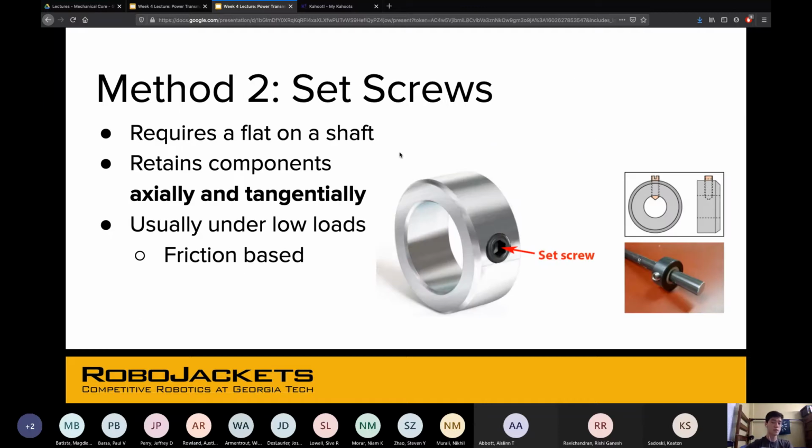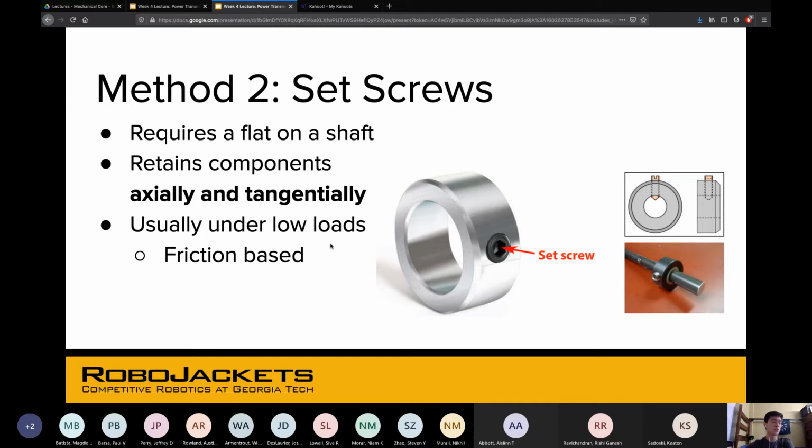Set screws, we talked about them last week. I talked about them with my door handle that comes off because the set screw is too loose. Again, because of friction, what's going to end up happening is the set screw places enough pressure so that the shaft can't move axially, and if it's tight enough, it also can't move tangentially. So if you spin the shaft, it will also spin whatever this collar is. So this is technically a collar with a set screw in it.